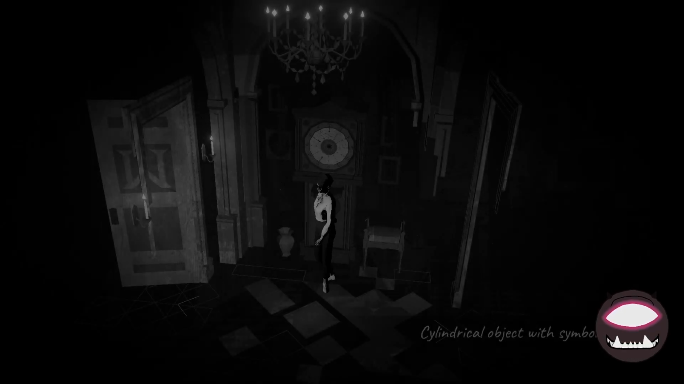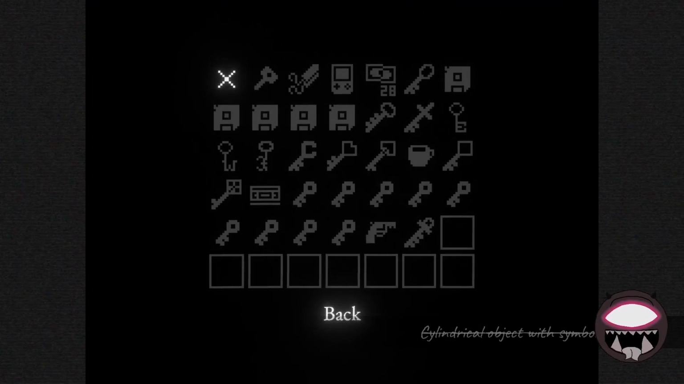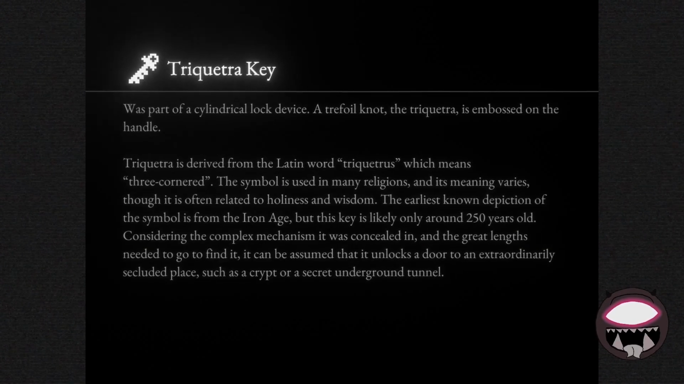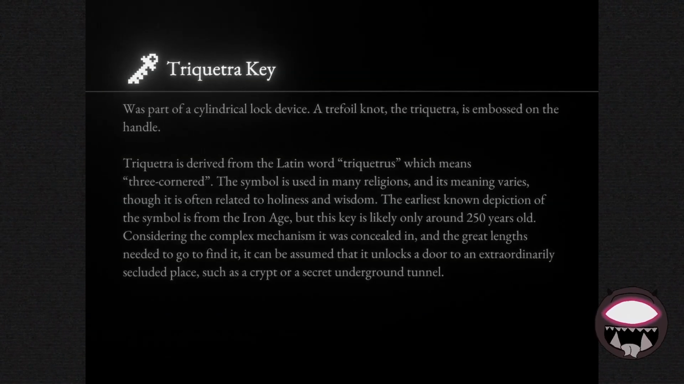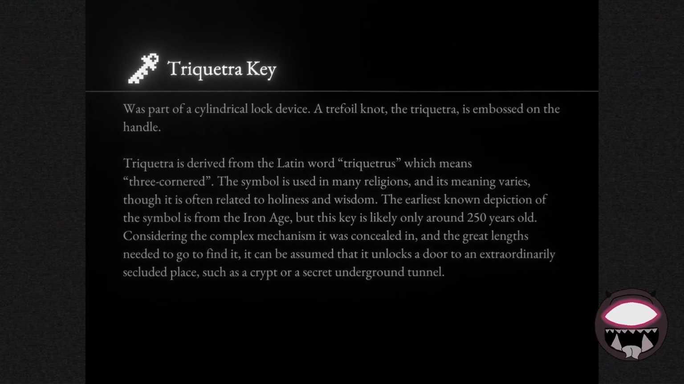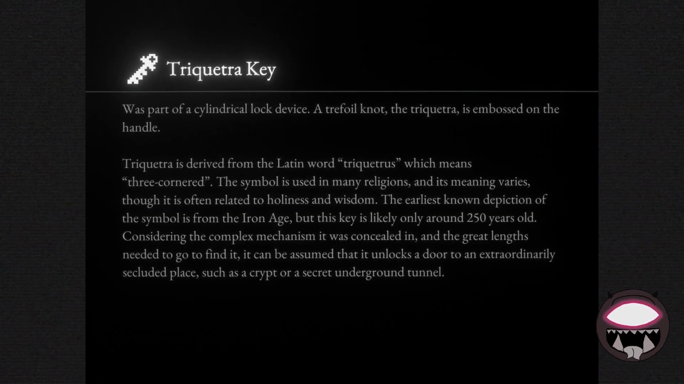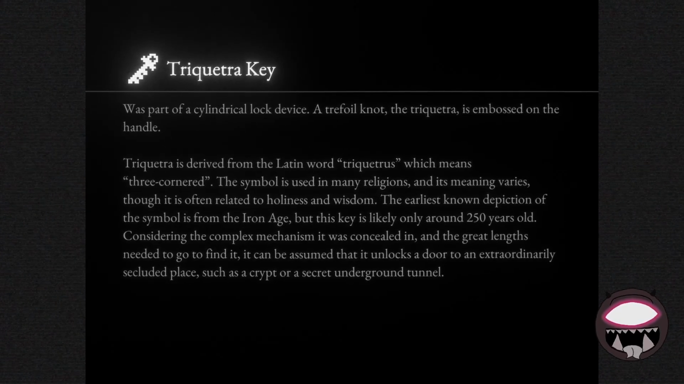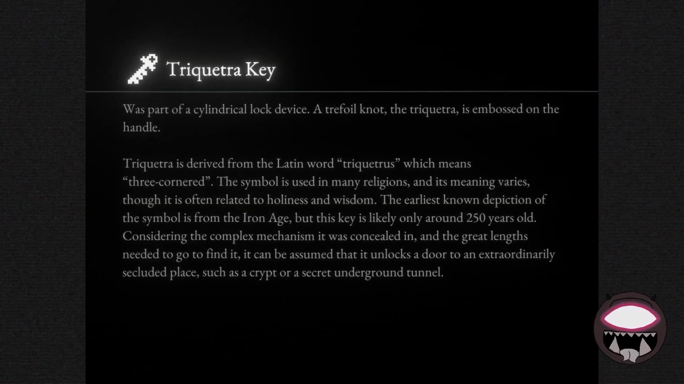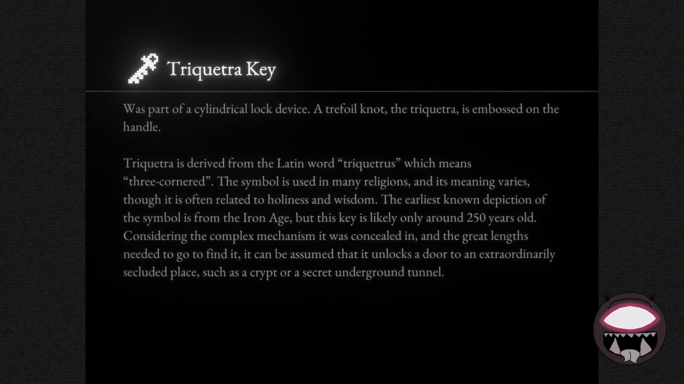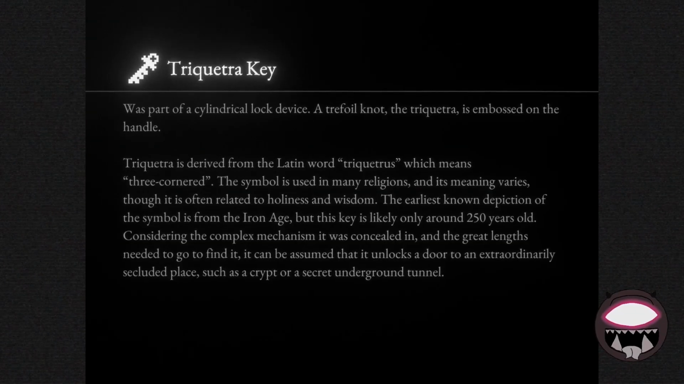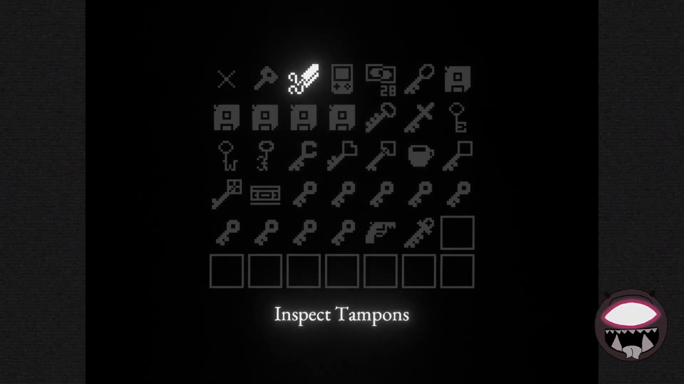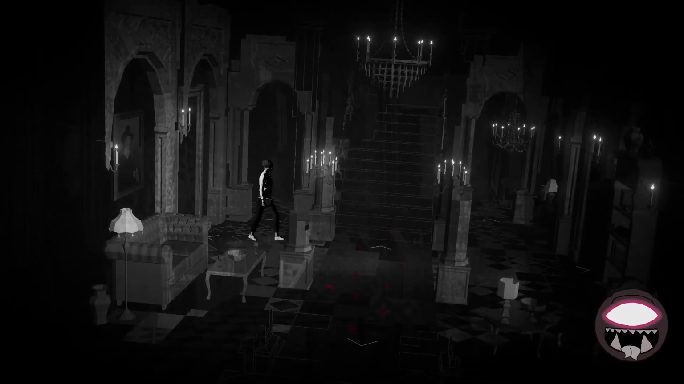Triquetra key. Current possessions. What the fuck is this for? Triquetra key. As part of a cylindrical lock device, a trifoil knot, the triquetra, is embossed on the handle. Triquetra is derived from the Latin word triquetratus, which means three-cornered. The symbol is used in many religions, and its meaning varies. Though it is often related to holiness and wisdom, the earliest known depiction of the symbol is from the Iron Age, but this key is likely only around 250 years old. Considering the complex mechanism it was concealed in and the great lengths needed to go to find it, it can be assumed that it unlocks a door to an extraordinarily secluded place, such as a crypt or a secret underground tunnel.